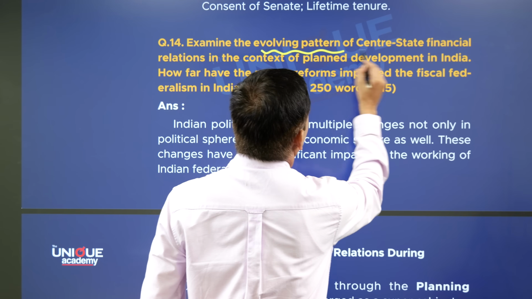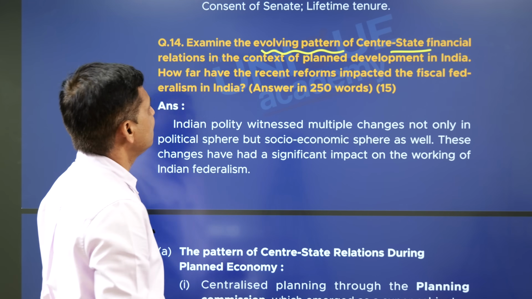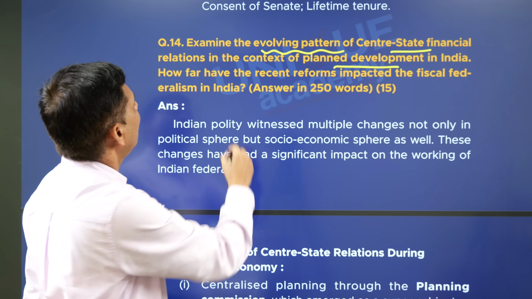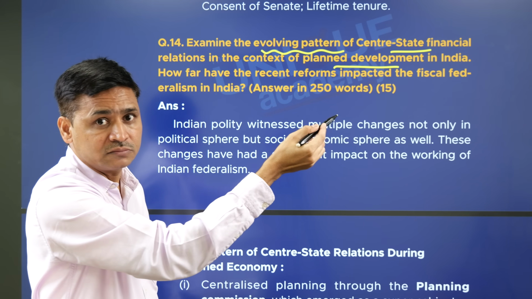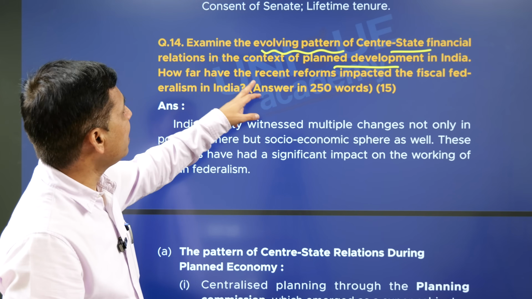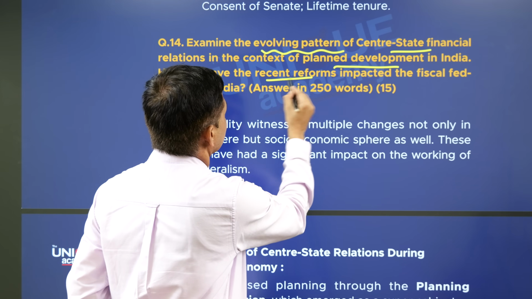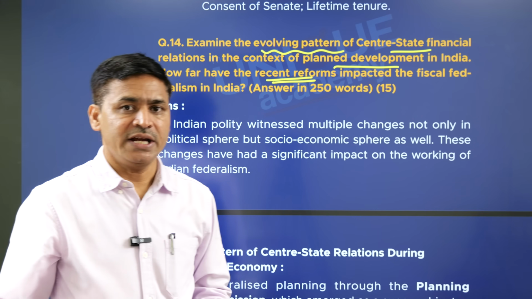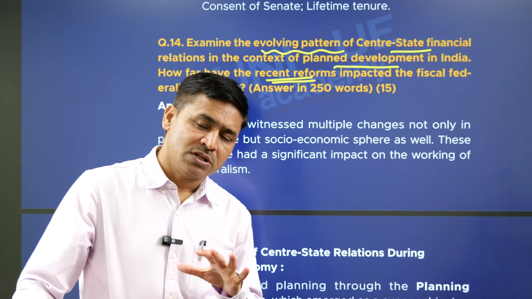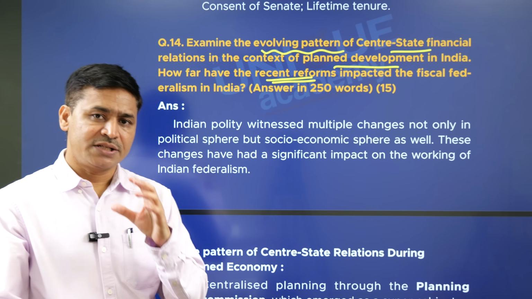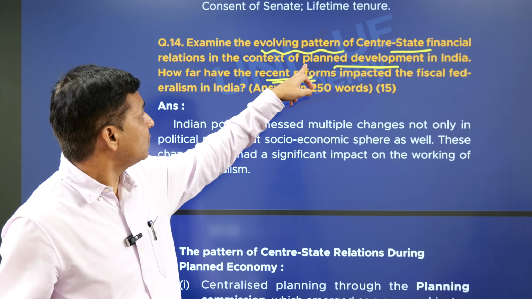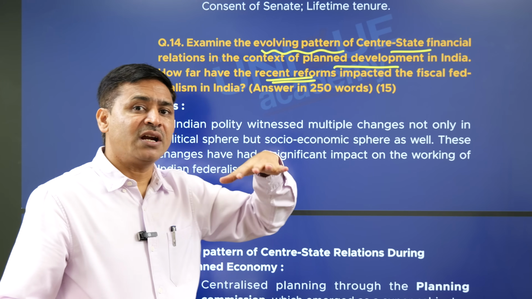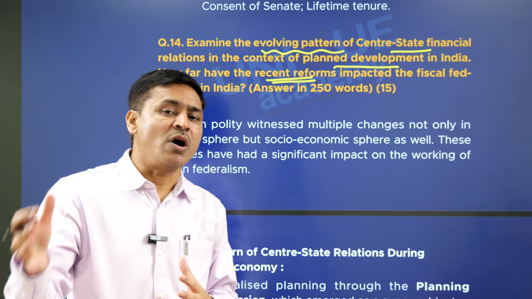Evolving pattern of the center-state financial relations in the context of planned development in India, and how, so that is first part. Okay. How far have the recent reforms impacted the fiscal federalism in India? So one is the fiscal center-state relationship in the context of planned economy. So that is first part. And the second part, the recent reforms.